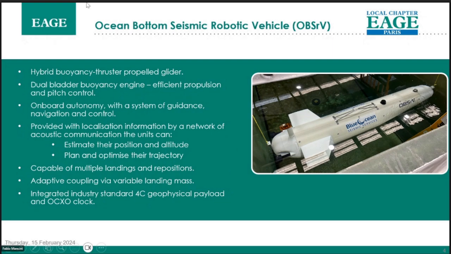The difference with conventional gliders is that we have two bladders, one on the top and one on the bottom, and this is for increasing efficiency. Also, obviously, we can land, which is not something that a conventional glider does.